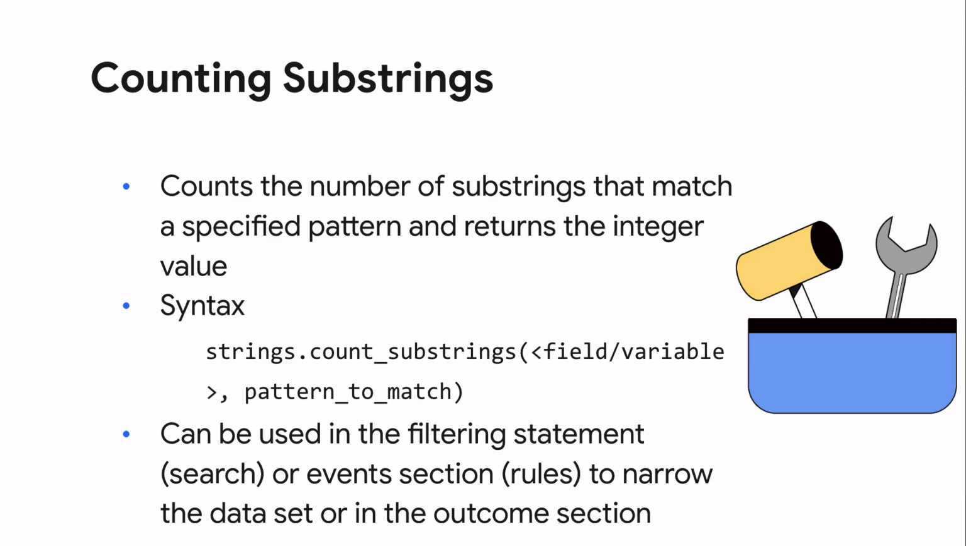This function can be used in a search or rule to narrow the data set by placing it in the filtering statement of a search or in the event section of a rule, or it can be used in the outcome section to calculate a statistical function based on the integer output. One example use case for counting substrings is to focus on command switches that may be used by an adversary when multiple commands are being stitched together into a single process launch, and using this to identify anomalous activity. Let's take a look at an example.